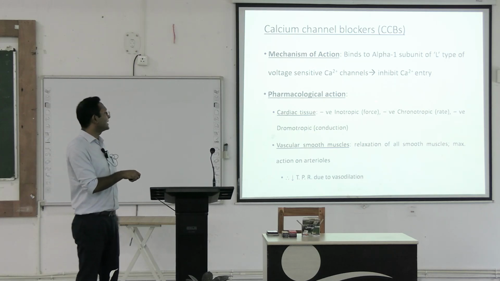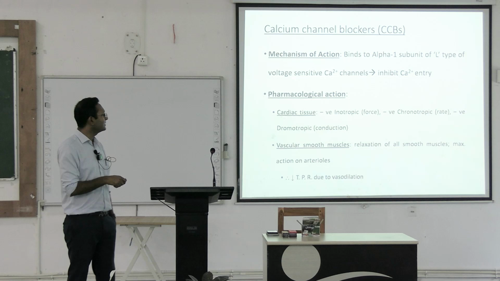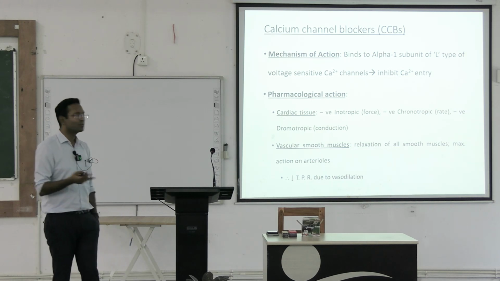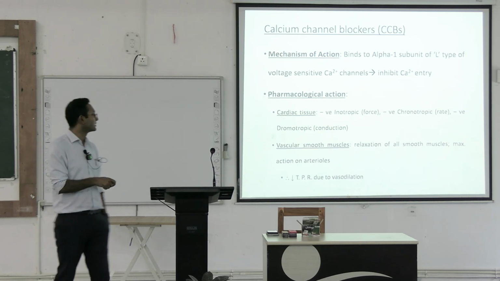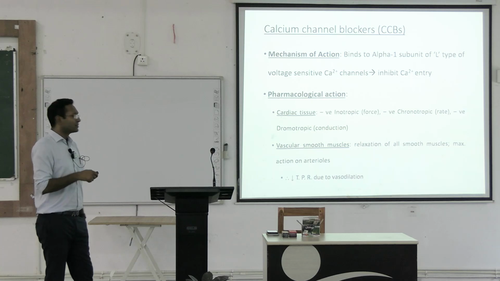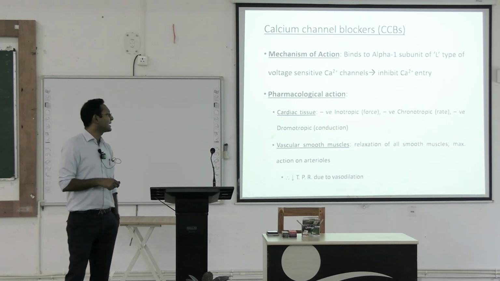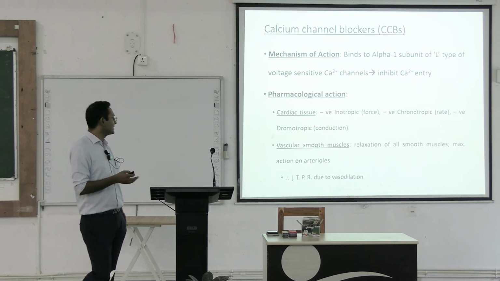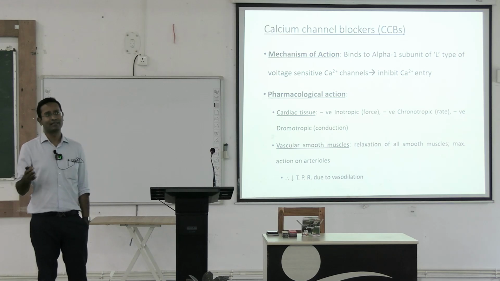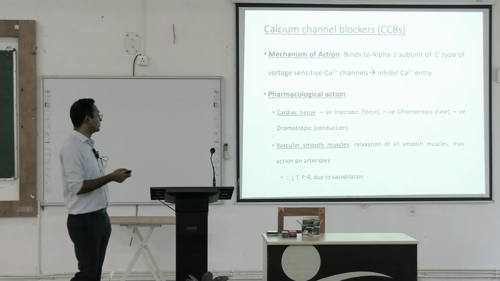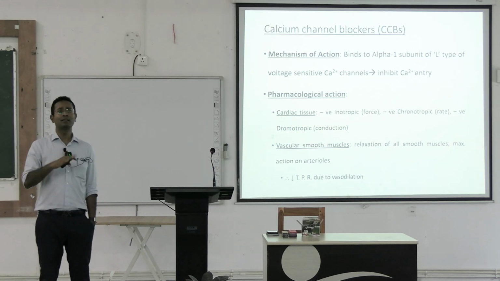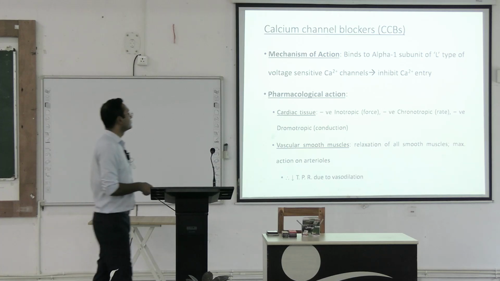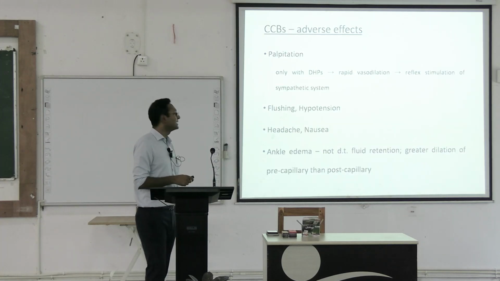The pharmacological actions on cardiac tissue are again negative inotropic, negative dromotropic and negative chronotropic. And on vascular smooth muscles, they relax all smooth muscles. Maximum action is on the arterioles, so they decrease the afterload, or decrease the total peripheral resistance, due to arteriolar dilatation.